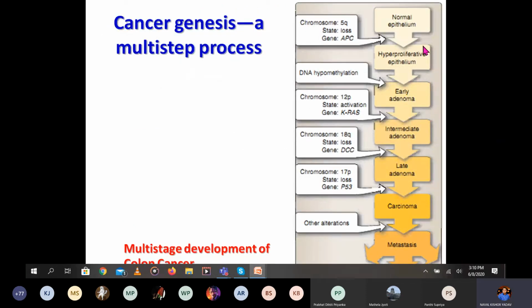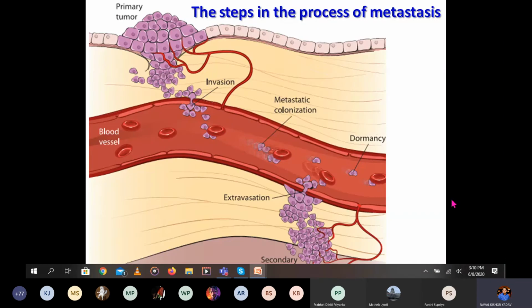So this is just one example you can see. Normal epithelium, then hyperproliferative epithelium, early adenoma, intermediate adenoma, late adenoma, carcinoma, and metastasis. So these are the steps in the formation of the metastasis. Metastasis is the last part, which can transfer to the different other parts of the body. Malignant tumor, you can say. So this is how it will reach the other parts of the body.